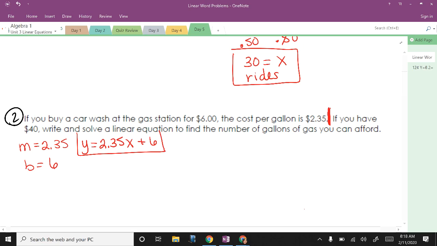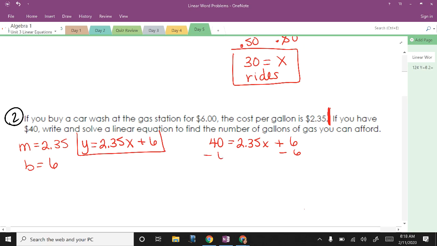Okay, so the next thing they tell you is if you have $40, write and solve a linear equation to find the number of gallons of gas you can afford. Well, I wrote my equation right here. That's my equation. We did that. So we got to solve it for if we have $40. Do I put $40 in for Y or do I put it in for X? Y, because Y is the total amount. Does that make sense? So calculator might come in handy. 40 equals 2.35x plus 6. How do I solve that for x?